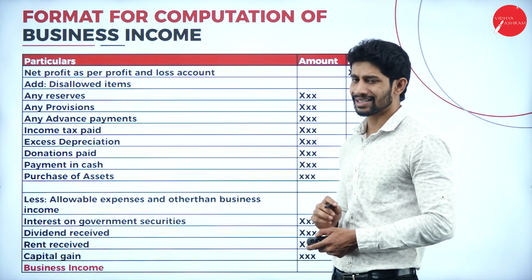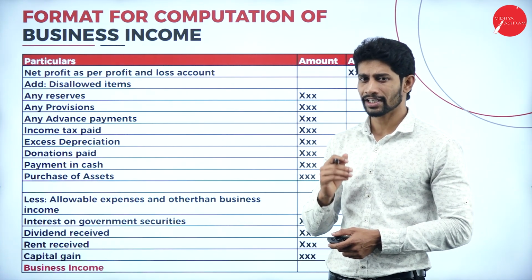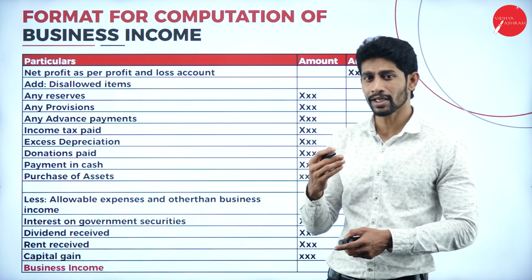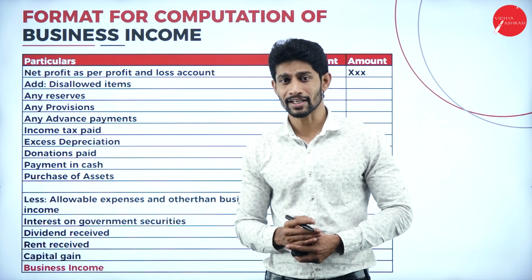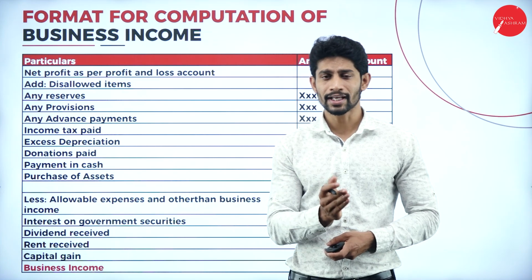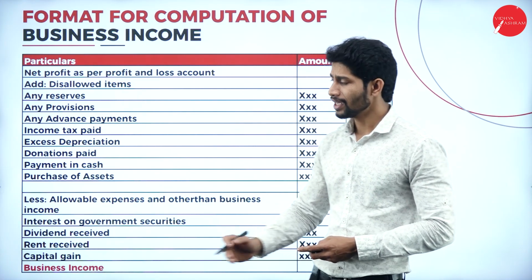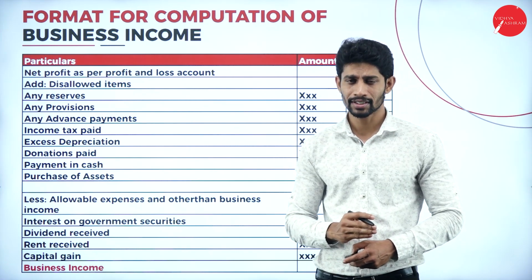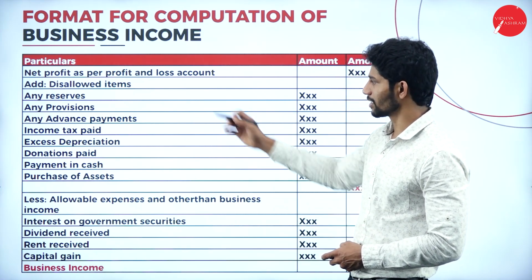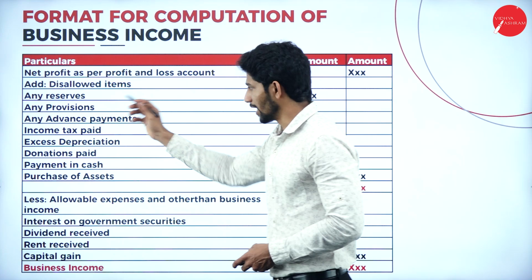For that, add disallowed items. Any items that are disallowed, which are not supposed to be considered as business expenditures, but are considered as business expenditures in the P&L account. Now what will we be doing? We will be adding those kinds of expenditures to the net profit. So add disallowed items.